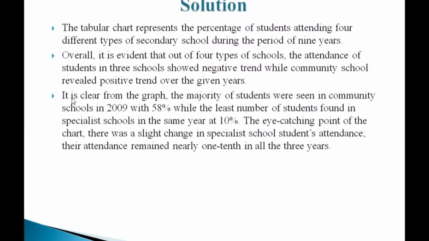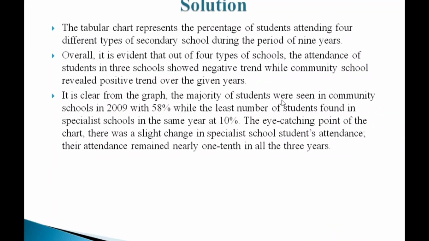Body paragraph 1. It is clear from the chart that the majority of students were seen in community schools in 2009 with 58%, while the least number of students were in specialist school with 10%. The eye-catching point of the chart is that there was only a slight change in specialist school student attendance. Their attendance remained nearly one-tenth in all the years. So specialist school has only 10% students: 10, 11, 12. So they were nearly 10%.